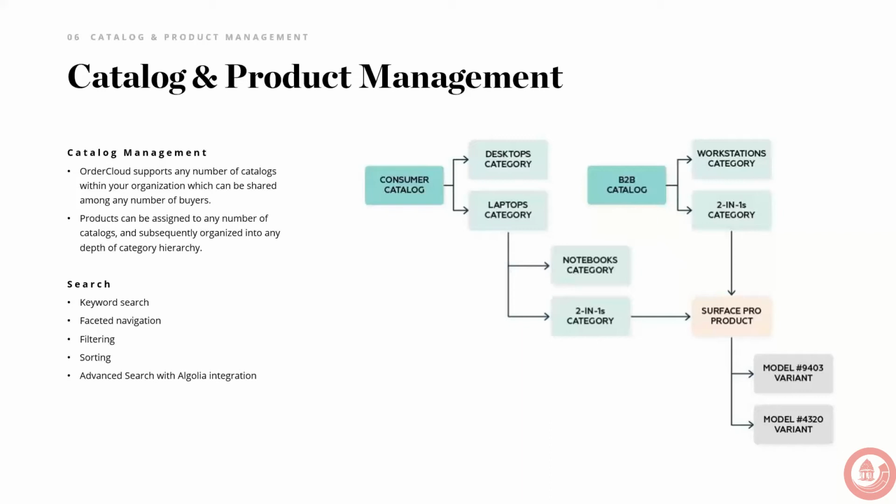And the visibility can be controlled not just at the catalog level, but all the way down to the product level. So for example, you can make all products visible to a particular type of customer or restrict the visibility to only a subset.